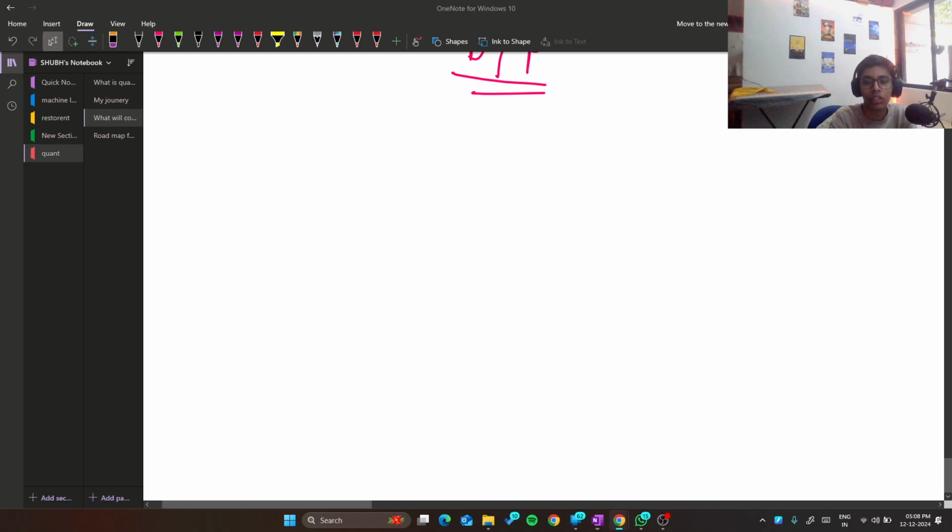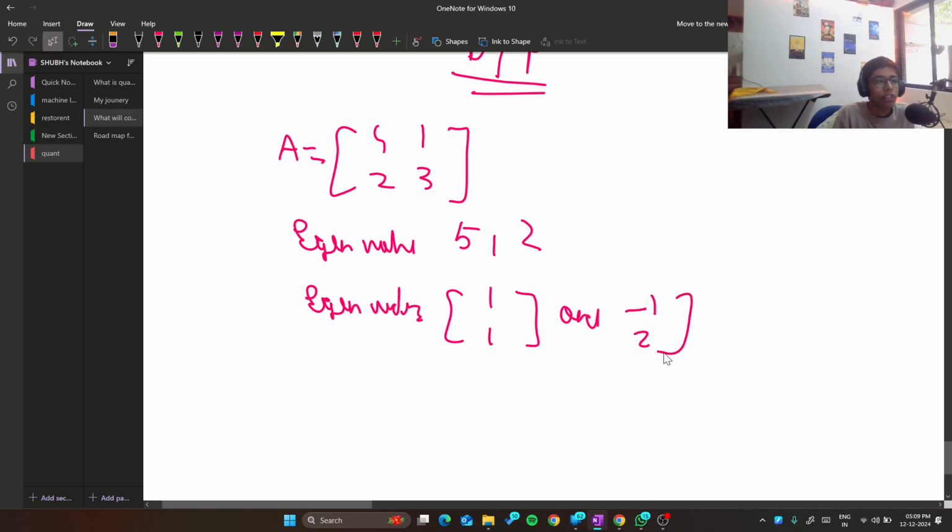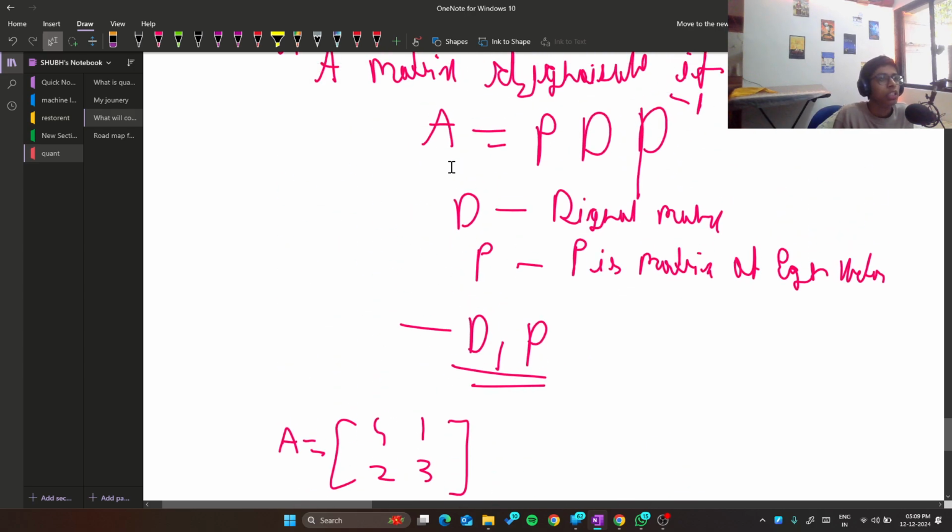For example, let's say A is our matrix 4 2 1 3, right, and we have eigenvalues of 5 and 2, and the eigenvectors are 1 1 and -1 2, right.